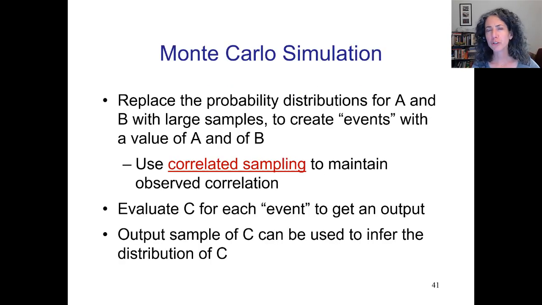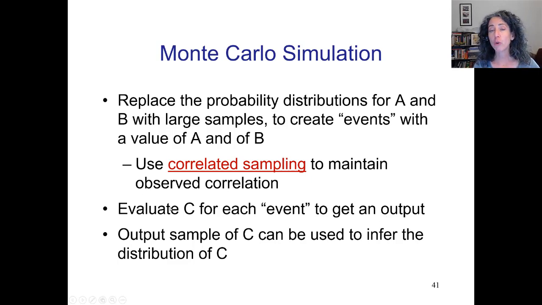Now, we watched the Monte Carlo simulation video yesterday, I think, and I described Monte Carlo simulation as replacing the probability distributions of random variables with large random samples from those distributions, right? So what we're doing is replacing the probability distribution of our variable A and our variable B with large random samples. So we're creating events with a value of A and a value of B. Now, if A and B are correlated, we're going to use correlated random sampling to maintain the observed correlation between A and B. If they're not correlated, we would just sample A and B independently, right?